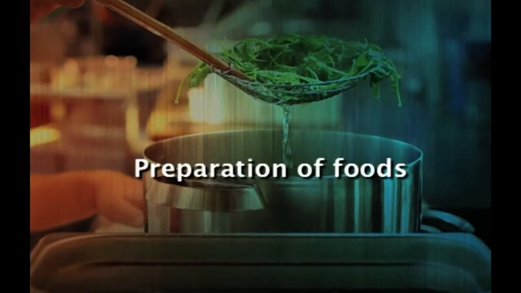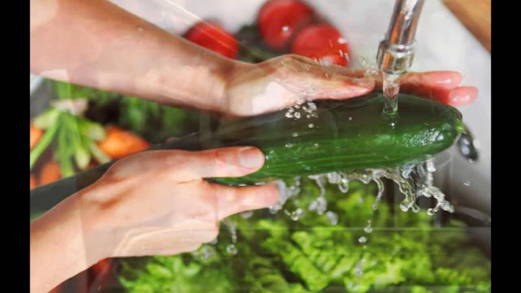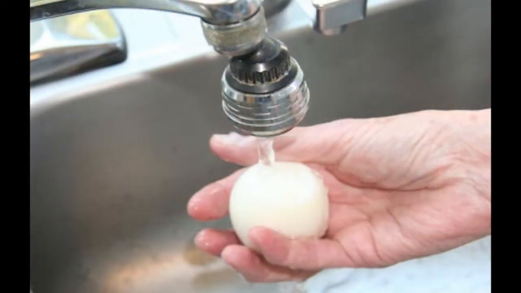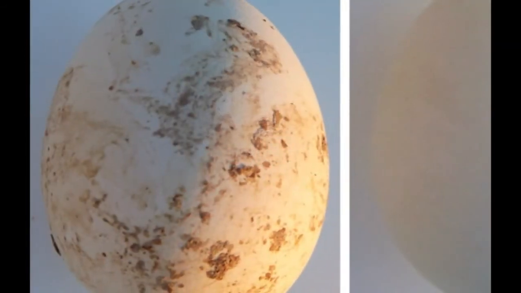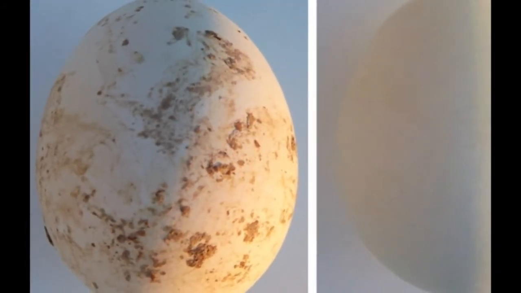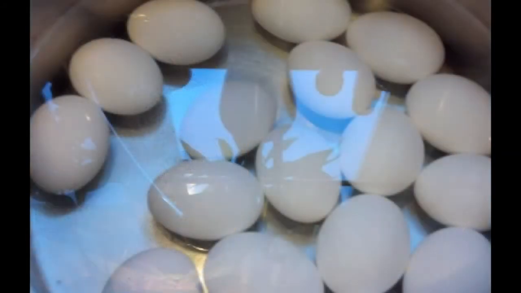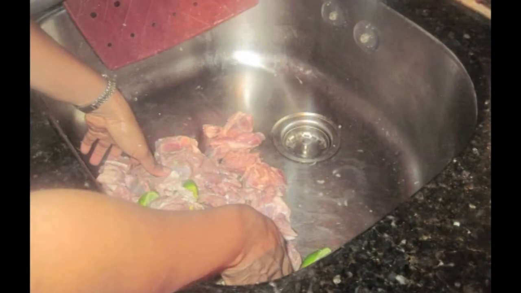The next aspect is the preparation of foods. While you are preparing the foods, it is always essential that all the fruits and vegetables be properly cleaned with clean, soft water, and even eggs also. You would have seen on the egg shell sometimes the excreta will be present. So, it is always advisable to clean those outer shells before they are put into usage. Animal flesh also should be cleaned properly, otherwise microbial contamination can happen.